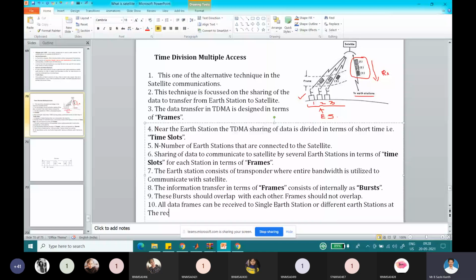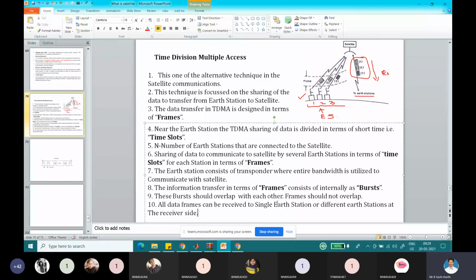This is what happens in time division multiple access. This is one of the alternative techniques in satellite communication. As we are sending the data in terms of frames, we are dividing the data in terms of time slots. We are providing an entire time slot for each earth station. In that particular time slot, you are sending a frame of data of that earth station to the satellite. All the frames are sent simultaneously to the satellite.